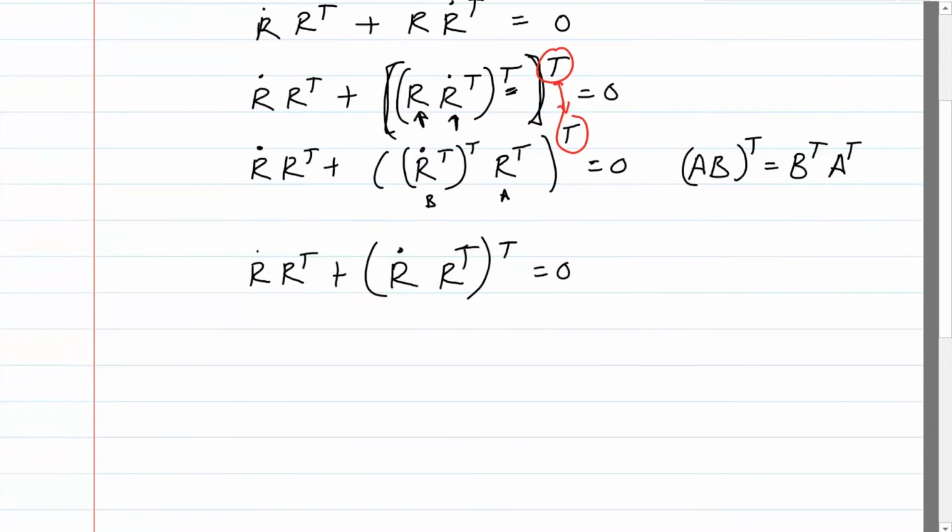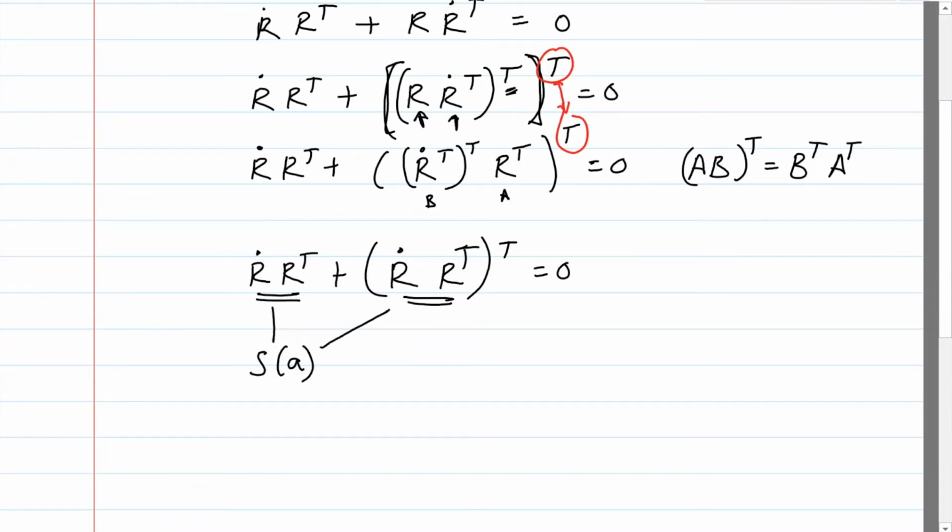Okay, so now we have an interesting thing, which is that this matrix R dot R transpose is the same as that matrix R dot R transpose, and that is equal to 0. This implies that R dot R transpose must be a skew symmetric matrix. So this must be some skew symmetric matrix, and I'm just going to put A for now, where A is that element which shows up in the matrix.